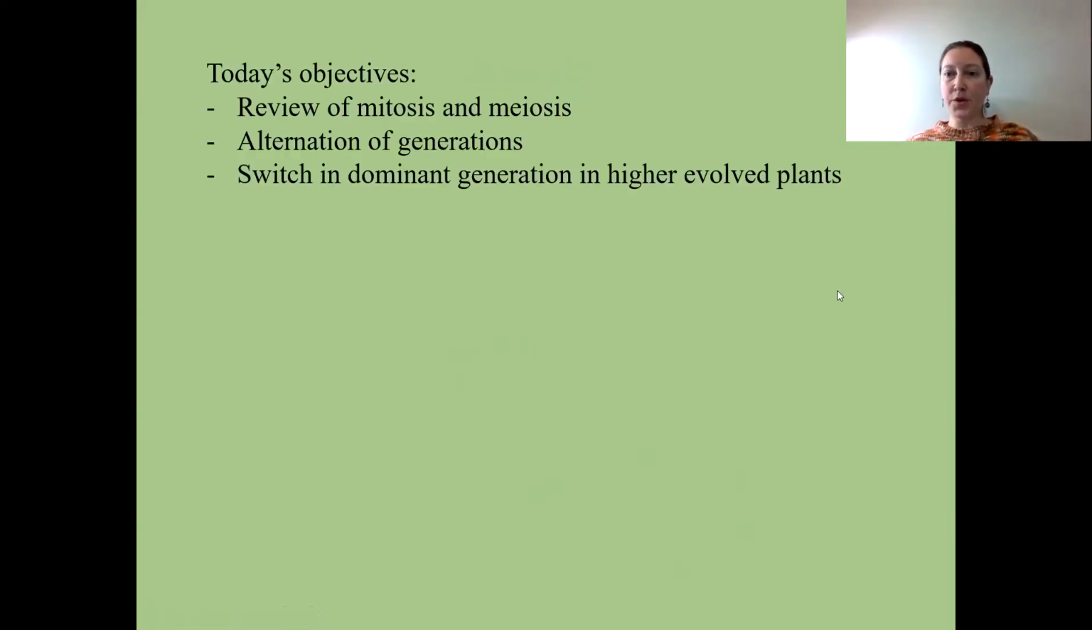All right. So today we're going to go over mitosis and meiosis. I think most of you here are 4th year biology majors, so the concepts should be relatively familiar to you, but we will go over it just to have a refresh, because it's also important for us to understand the life cycle of plants. We have to know what mitosis and meiosis are. The life cycle of plants is this alternation of generations. And then lastly, we're going to talk about the switch in dominant generation in the higher evolved plants. That will become more clear as we go through these slides.